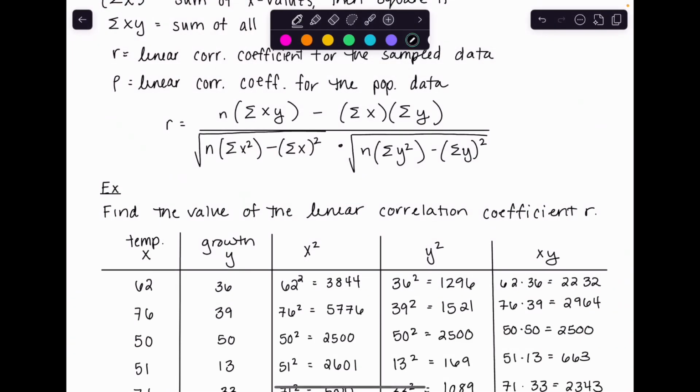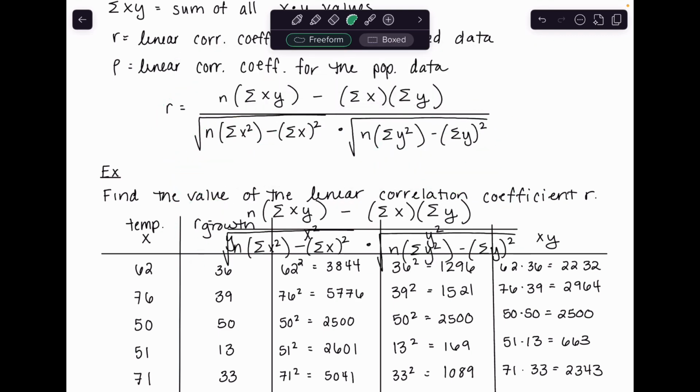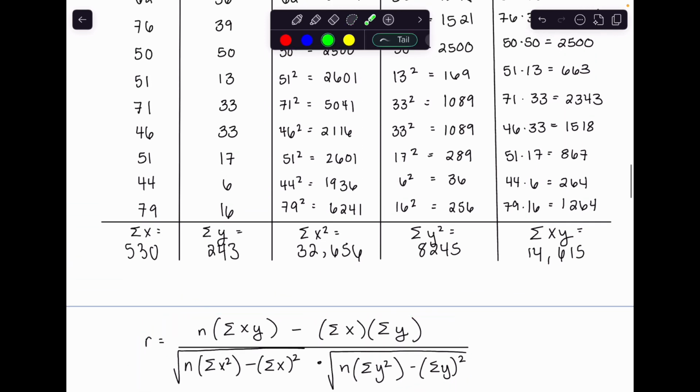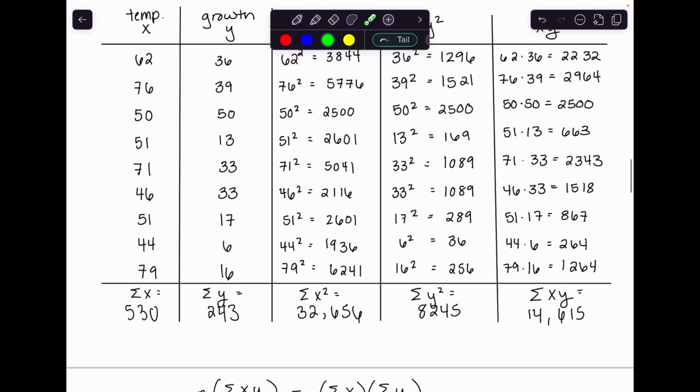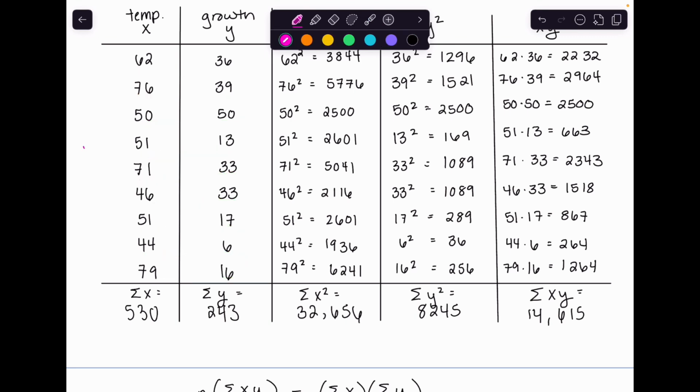So I'm going to start by just writing out what that formula is. Then we'll go ahead and we'll use Desmos to actually calculate the value. So I'm going to cheat a little. I'm going to copy this down. And I've got all of my values except for n. So if I go back up here, we've got 1, 2, 3, 4, 5, 6, 7, 8, 9 pairs of data values. So our value of n is 9.